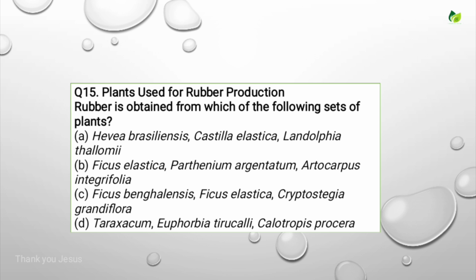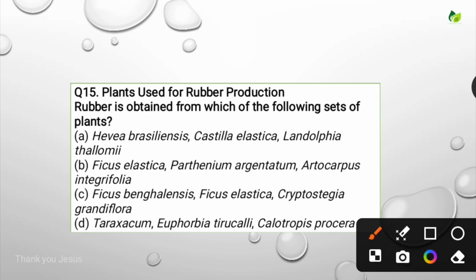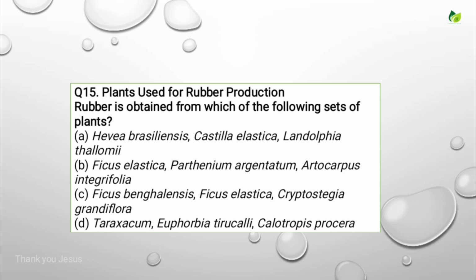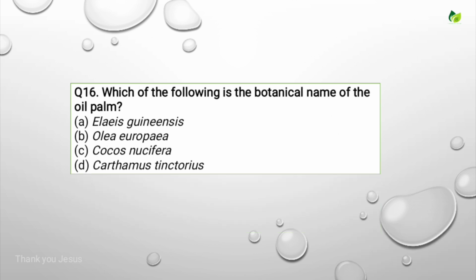So you have to pick the correct plants which are used for the production of rubber. Okay, so for this, the correct option is Hevea brasiliensis, Castilla elastica, Landolphia thollonii, all three known for production of latex and manufacture of rubber. For this, the correct answer is the first one. Let's see the next question.